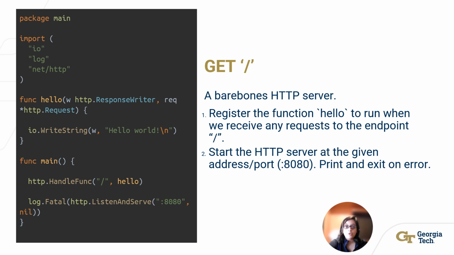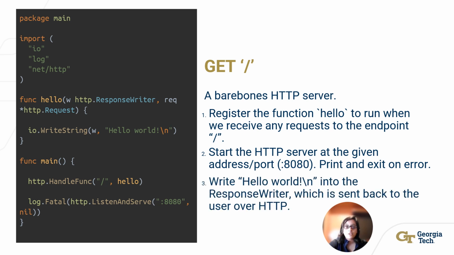We define the hello function which writes hello world to http.ResponseWriter, and this is what's displayed when someone accesses our server. In the main function, we use http.HandleFunc to associate the hello function with the root path. This means that any GET request to the server's root path will trigger the hello function. We call log.Fatal to start the HTTP server on port 8080. If there's an error, it's logged and the program exits.